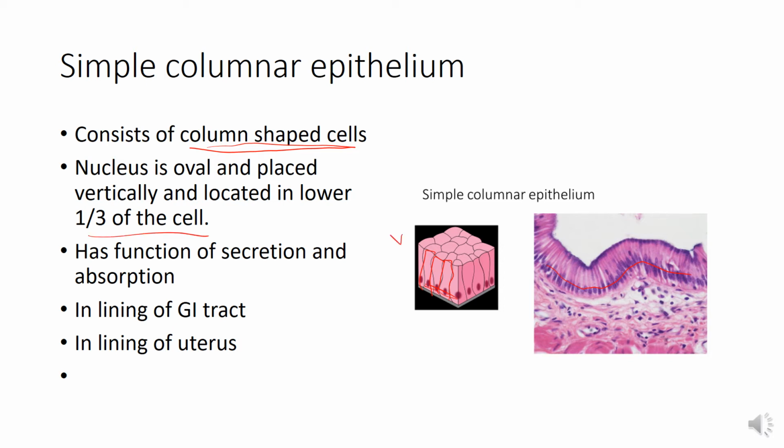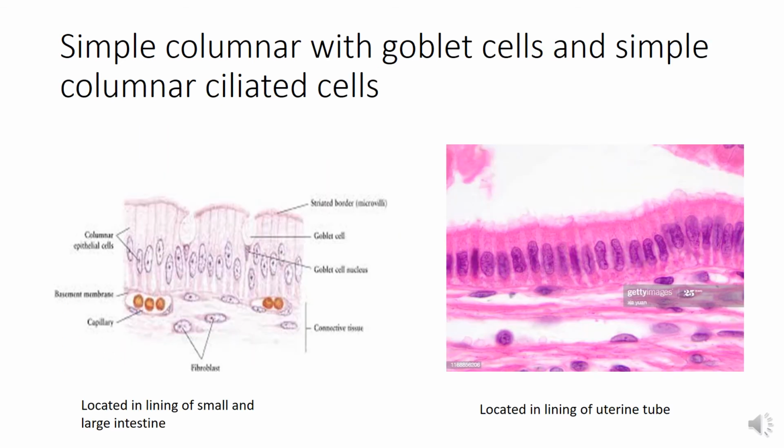Now this epithelium has a function of secretion and absorption. So it is present in the lining of the GIT tract and the lining of the uterus. Now this simple columnar epithelium is of two types. Number one is the simple columnar with goblet cells and microvilli, this one, and simple columnar ciliated cells. The simple columnar cells with goblet cells and microvilli are located in the lining of the small intestine and large intestine, while the ciliated simple columnar epithelium is present in the lining of the uterine tube.